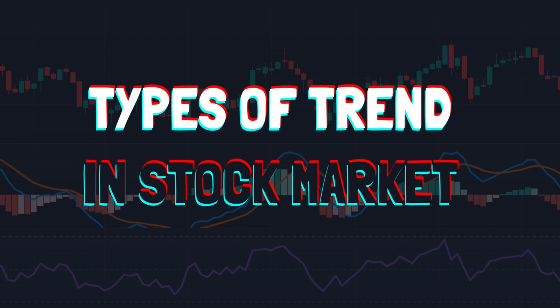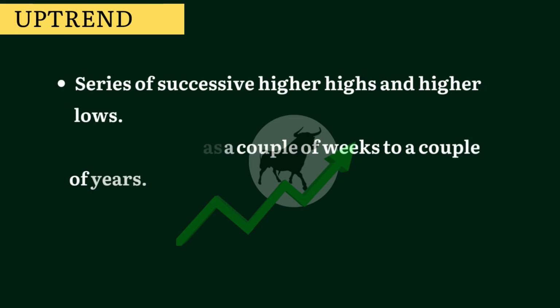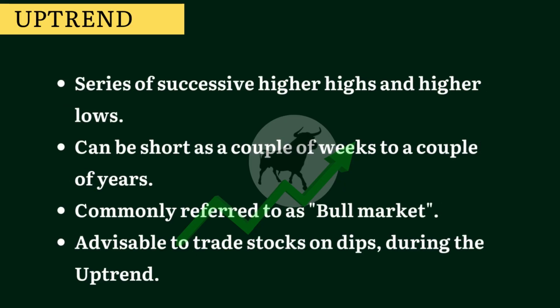Now as we understood what support and resistance are, let's move on to the types of trends. The first thing, we have the uptrend. An uptrend is a series of successive higher highs and higher lows. That means during an uptrend the price moves higher and penetrates the previous peak or high, forming a higher high, and making a new low that will always be higher than the previous low, forming a higher low.